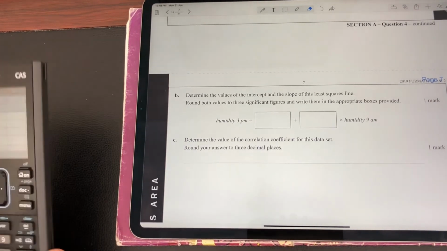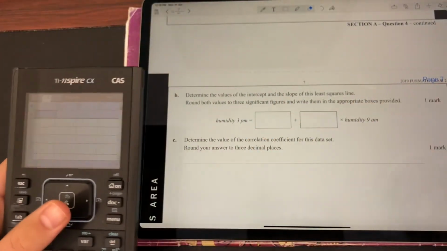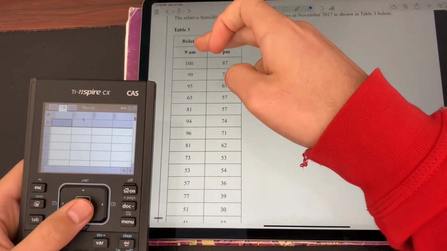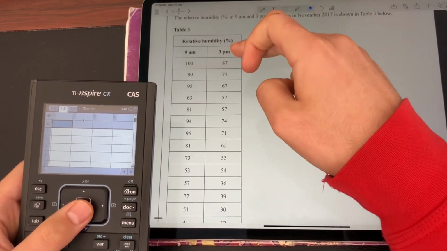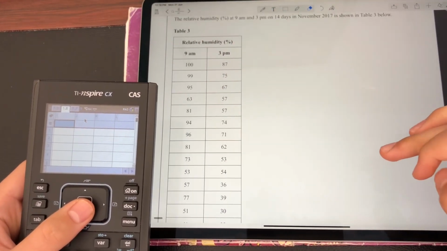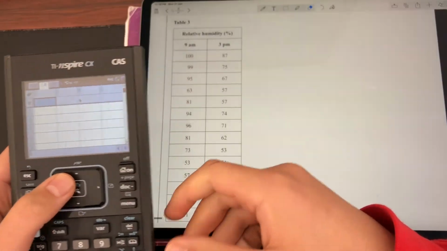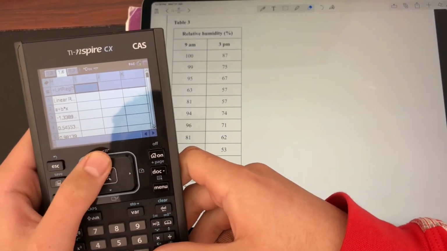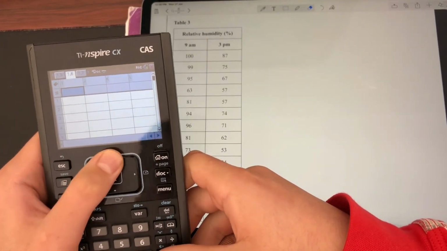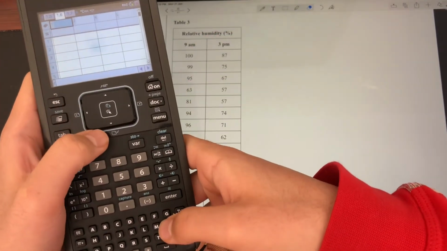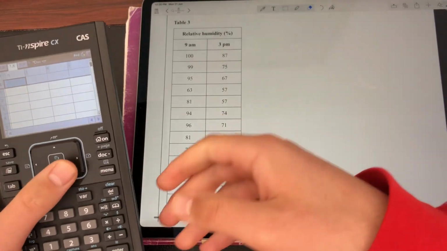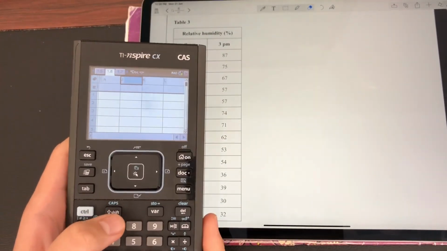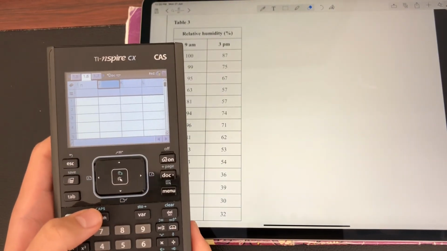So first step, open up a spreadsheet on your calculator and then enter the values of relative humidity at 9 a.m. as your explanatory variable and the relative humidity at 3 p.m. as your response variable. Let's just call humidity at 9 a.m. N and humidity at 3 p.m. we'll call that just T.